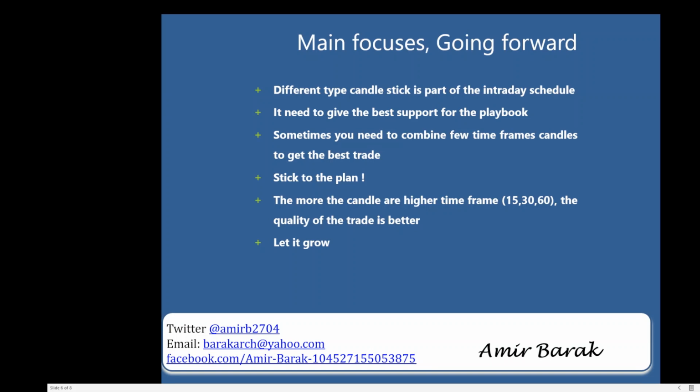And when you stick to a plan in your trade, stick to the plan. Don't start to fantasize and do something different. Suddenly using a different time frame, zooming into 1 minute and then getting your idea from that when it's the beginning of the day, is not the right thing to do. The higher the time frame of the candles, the 15, 60, 30, the better the quality of the trade will be.